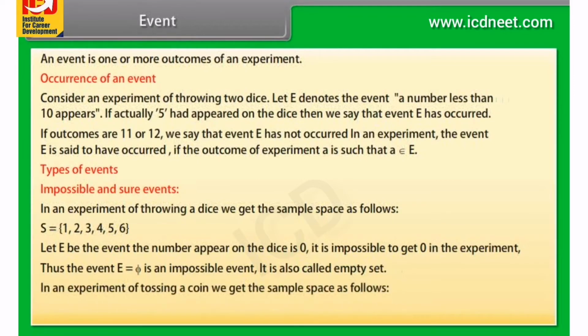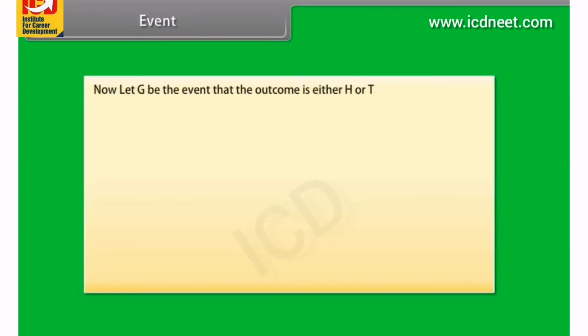In an experiment of tossing a coin, we get the sample space S is equal to {H, T}. Now let G be the event that the outcome is either H or T. Thus the event G is equal to {H, T}, which is a sure event.